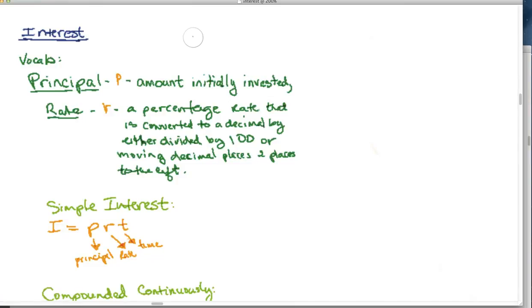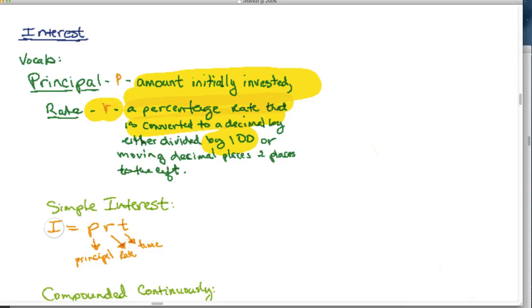Today we're going to be looking at the concept of interest. There are a few things we should know. The principal is the amount that you initially invest. The interest rate is usually little r, and it's a percentage rate that's converted into a decimal. If you remember, you divide by 100 to get it to a decimal.